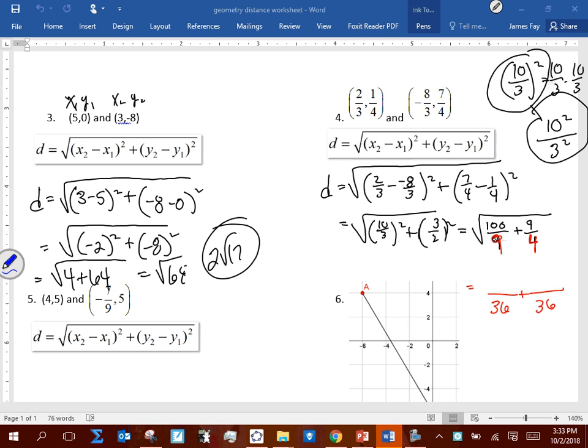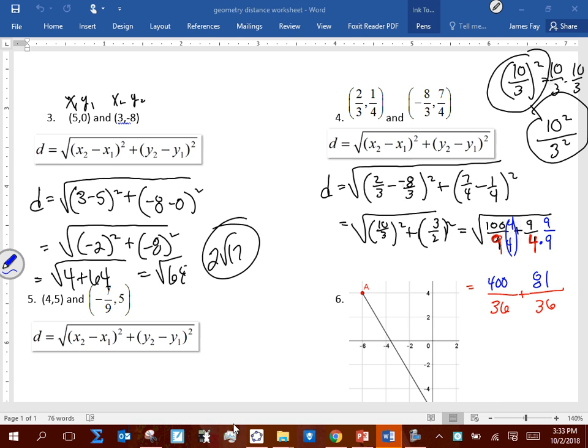And now I got to talk about how do I get this 9 to turn into 36? Well, I multiplied it by 4. So I need to multiply the top by 4, which gives me 400. And I really just multiplied by 1. 4 over 4 is just 1. Here I need to multiply by 9 over 9. And that will give me 81/36.